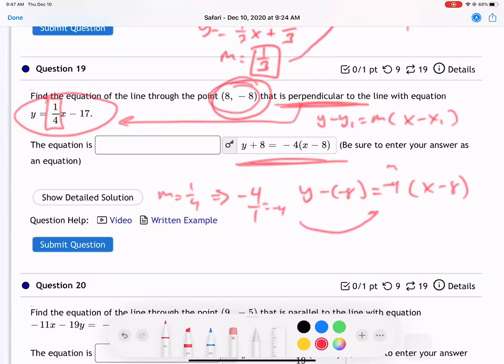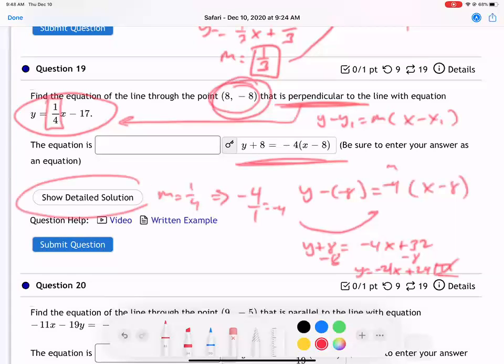Now, if you want to distribute this and say y plus 8 is equal to negative 4x plus 32, I'm multiplying out the negative 4 and then minusing 8 to both sides. y is equal to negative 4x plus 24. Yeah, this is 100% okay to do. And they would give you a right answer also. They didn't specifically tell us which format they wanted. That's fine.